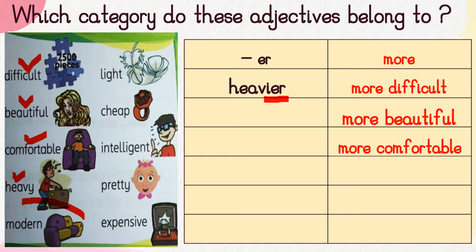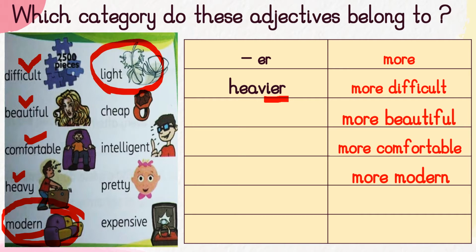Now, how about this one? This one we got in the example just now. The word modern. Yes, very good. Seems like you remember it. It will be more modern. This is an exception for the 2 syllables. Yeah, more modern. Next one, we move on to light. Light here is not the lamp, not lampu. Light here means light in weight, ringan.